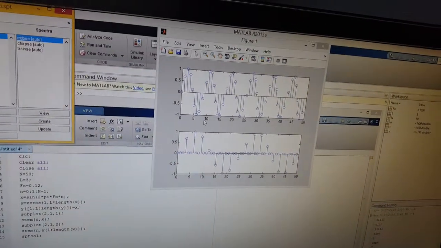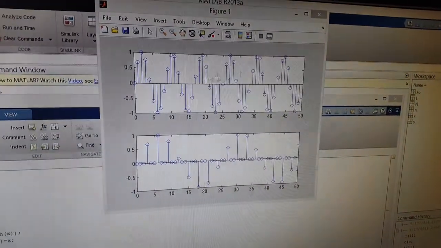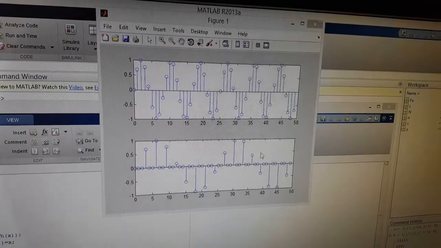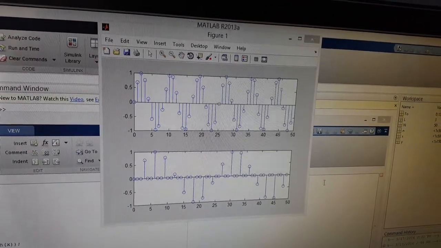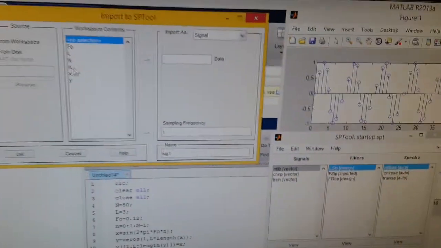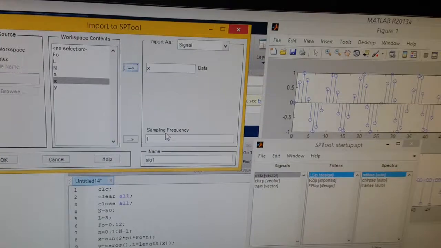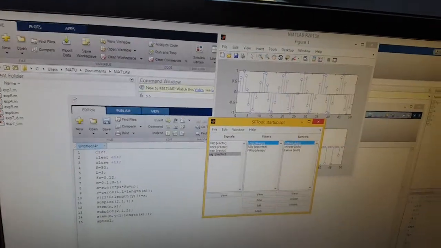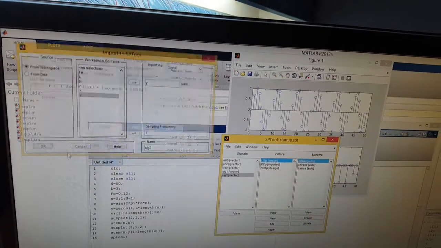So these are the two signals. This is the original signal that we have got over here for the first 50 samples. Then we have the decimated signal over here, and then we have the sptool window. We'll first import both the signals: x with the sampling frequency 1, and we import y with sampling frequency 1.